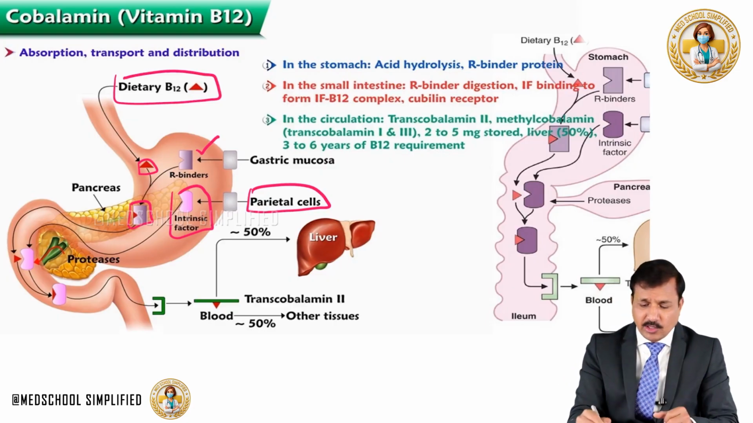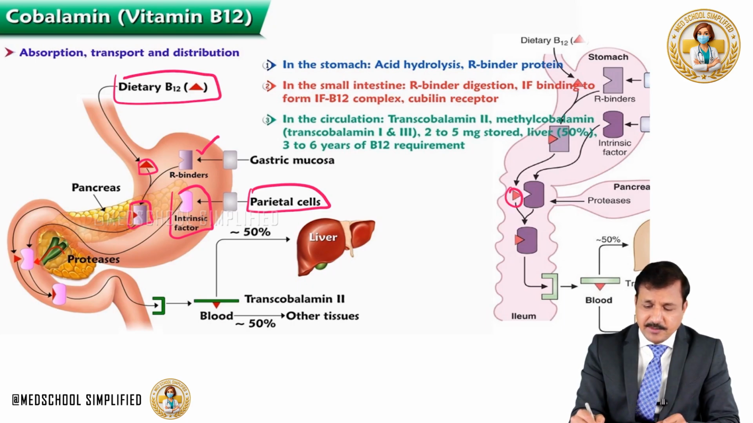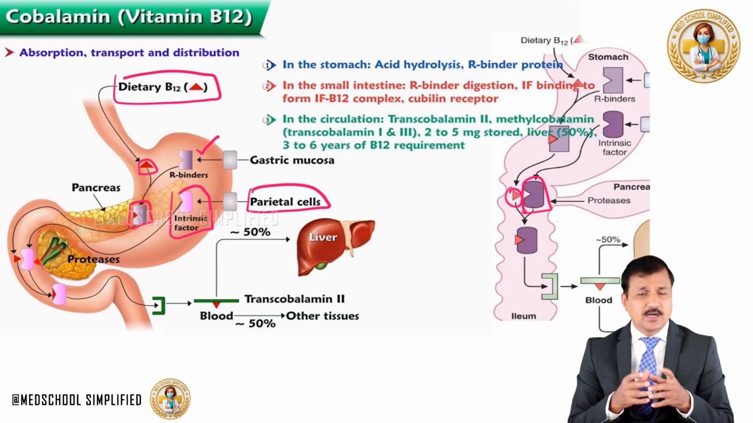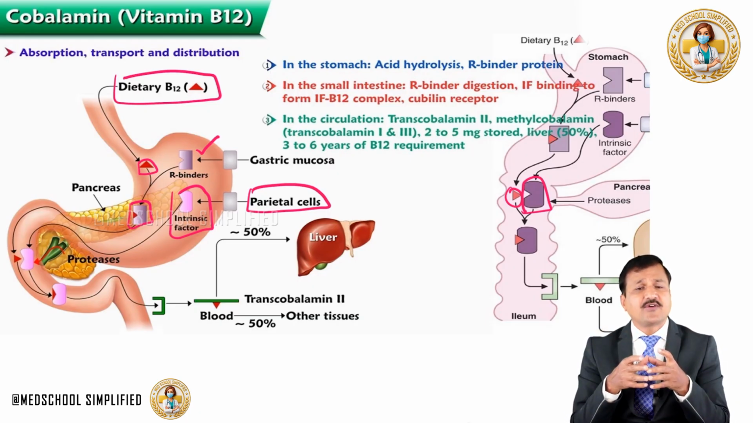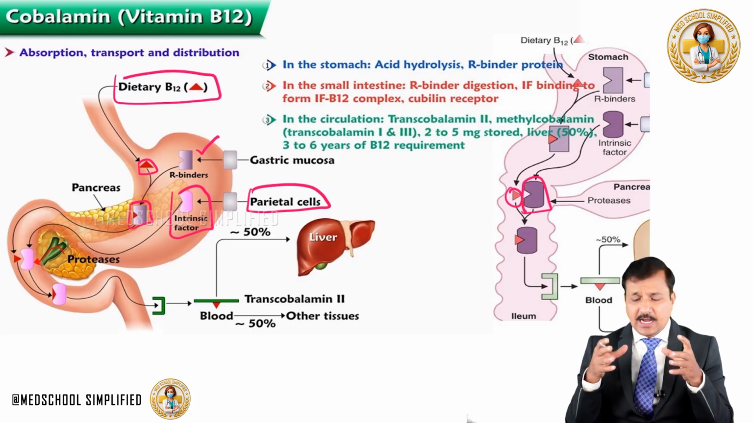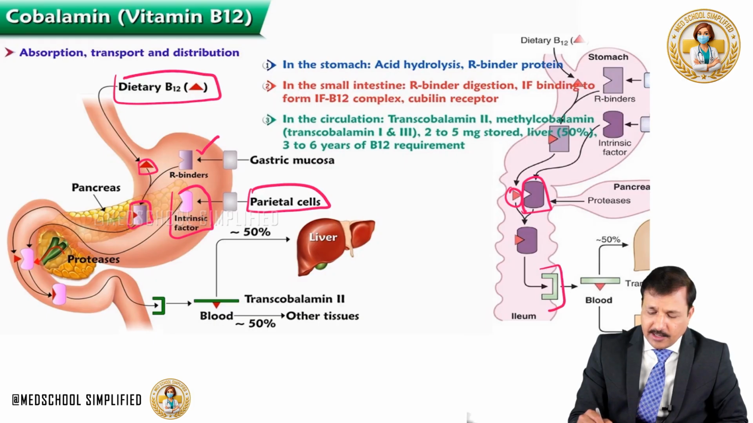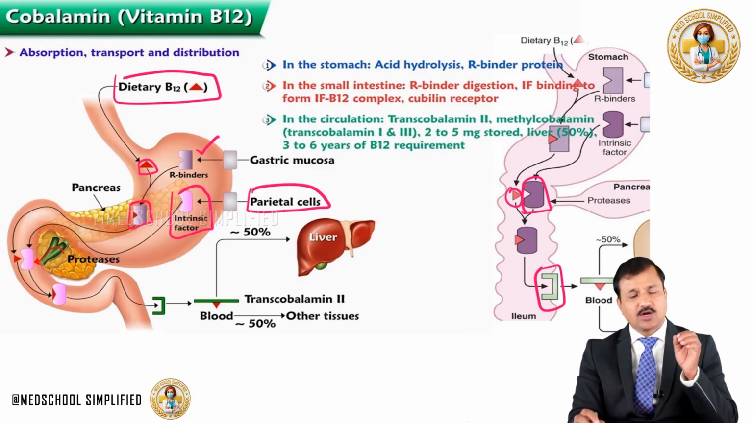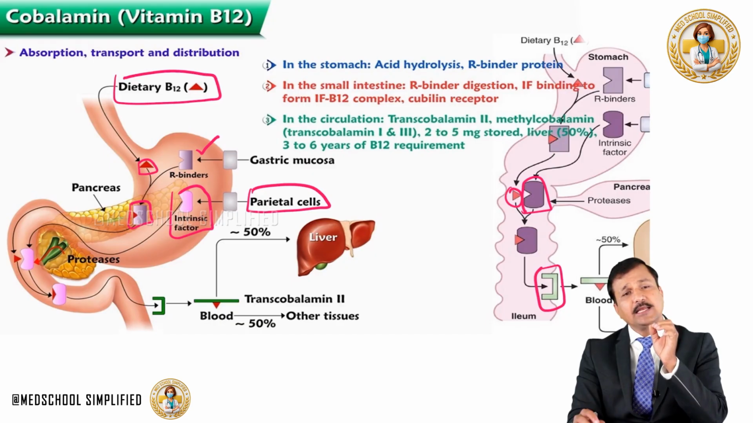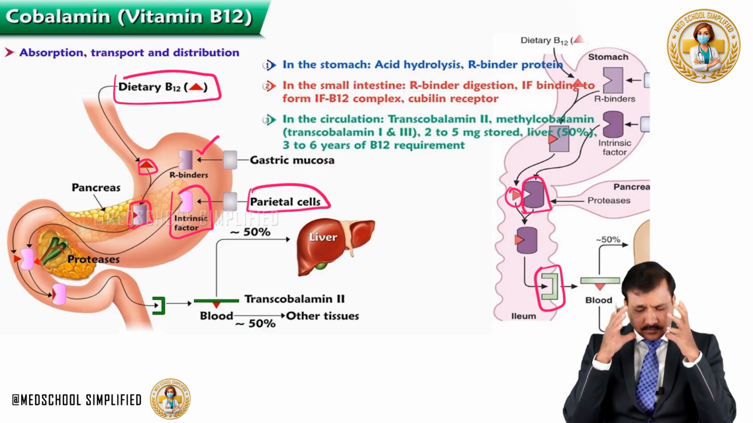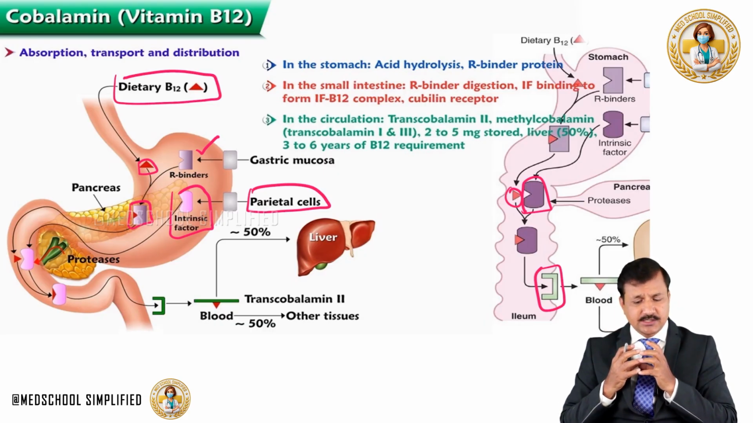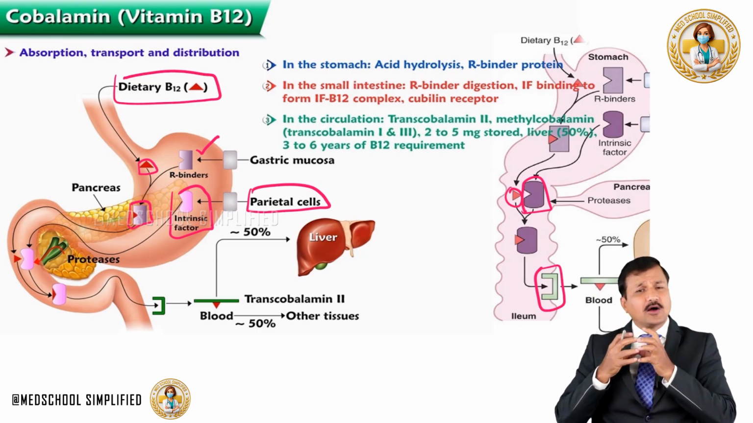Now you have a vitamin B12 which is free, and that vitamin B12 is going to bind with intrinsic factor, which is facilitated by alkaline pH. Now we have the intrinsic factor vitamin B12 complex, and it is going to bind with the cubilin receptors which are located in the terminal ileum. Make sure you remember this. Terminal ileum, that's where the cubilin receptors are present.